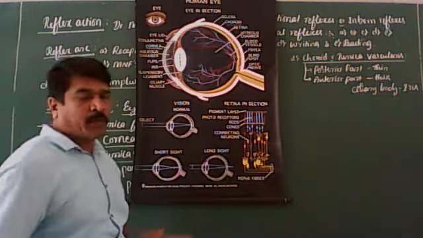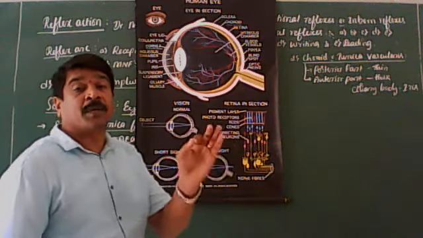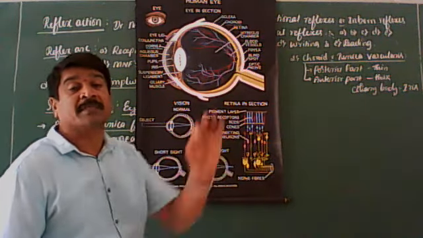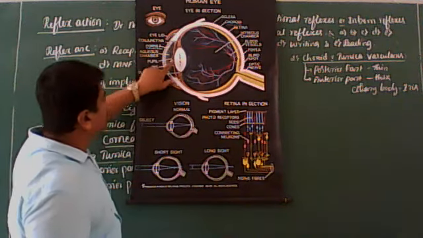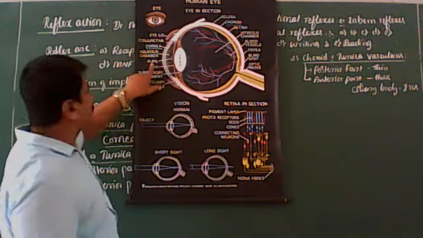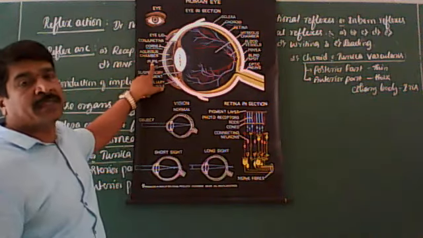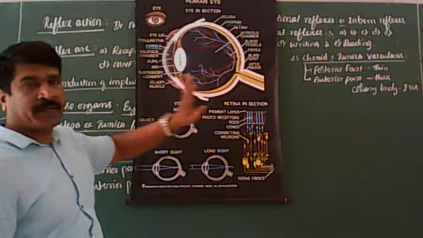So this ciliary body continues forward to form a thick, pigmented, opaque structure. Opaque means non-transparent. It is called the iris. It has a central aperture, which is called the pupil. The diameter of the pupil is regulated by the muscles of the iris. I think it is very clear for you.